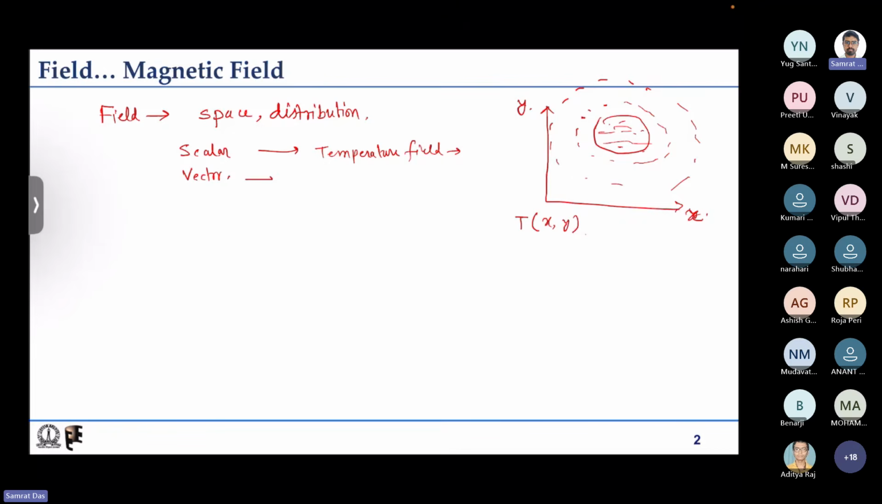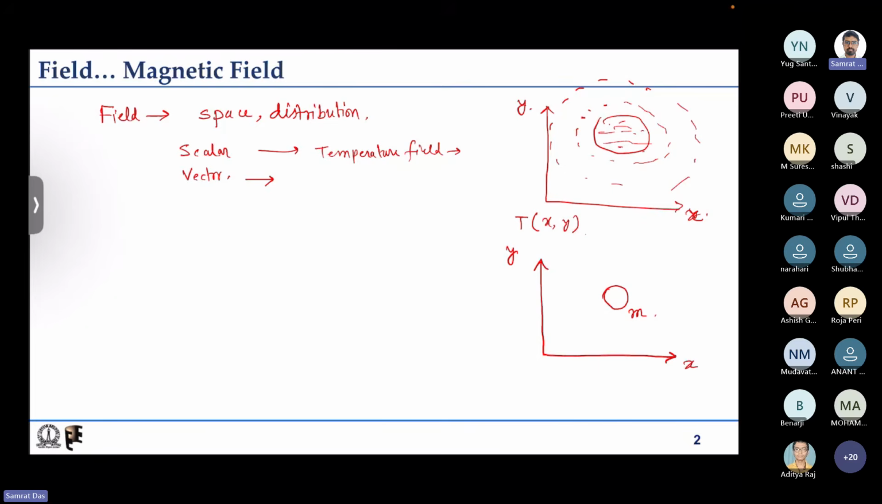Now when we go to vector field, vector means it does not only have a magnitude, but it also has certain direction. The first vector field that we have come across is, say, gravitational force, the field of gravitational force. If there is some mass, say m, in a field, for simplicity I will deal with a 2D coordinate system only. It can be 3D as well.